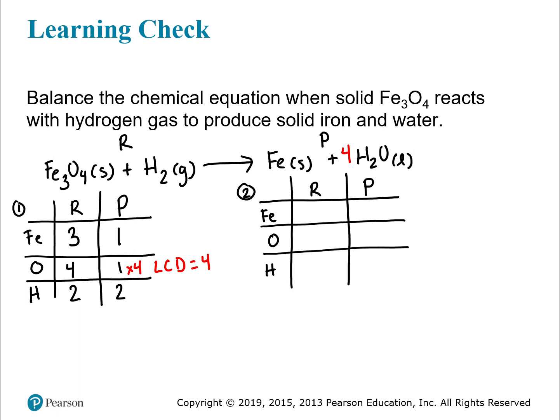Reactant side, we didn't change anything. So we'll just copy that over. Product side, we should take our time. Iron, we didn't touch. Oxygen, we've got 4 times 1, which gives us 4 oxygen atoms. Hydrogen, we absolutely changed that too, because it's in the same compound as the oxygen on the product side. So that's 4 times 2 gives us 8 hydrogen atoms.